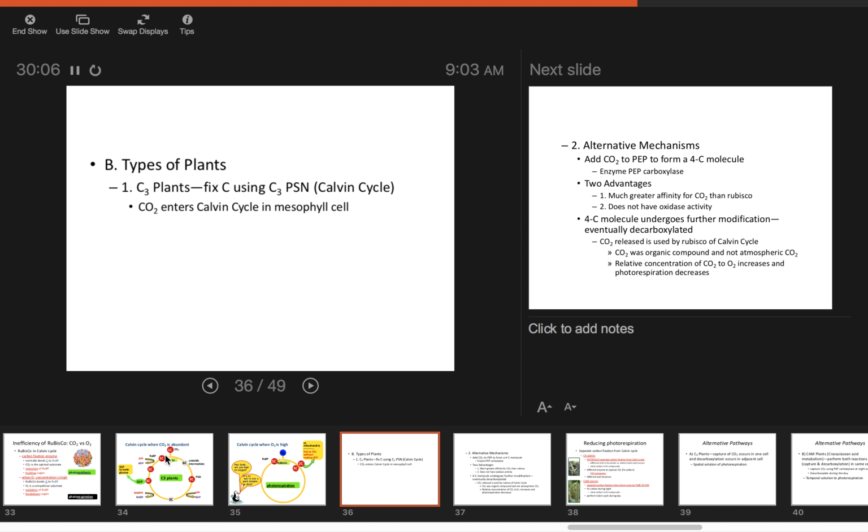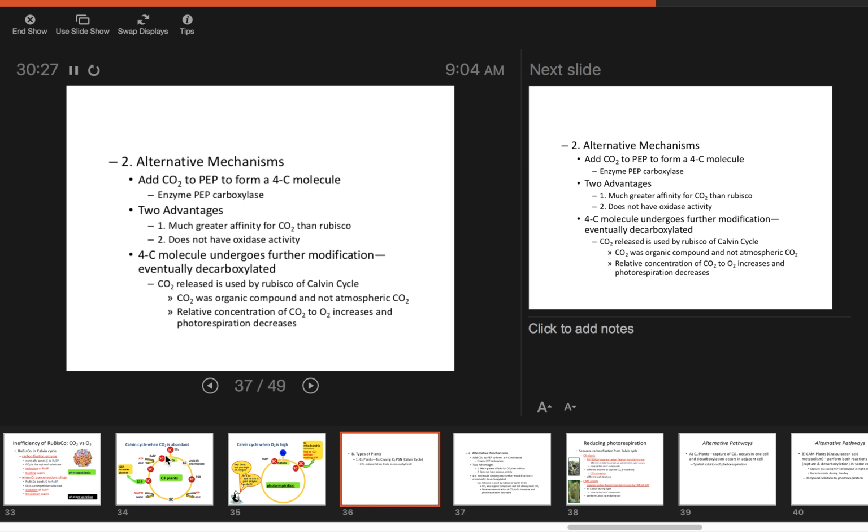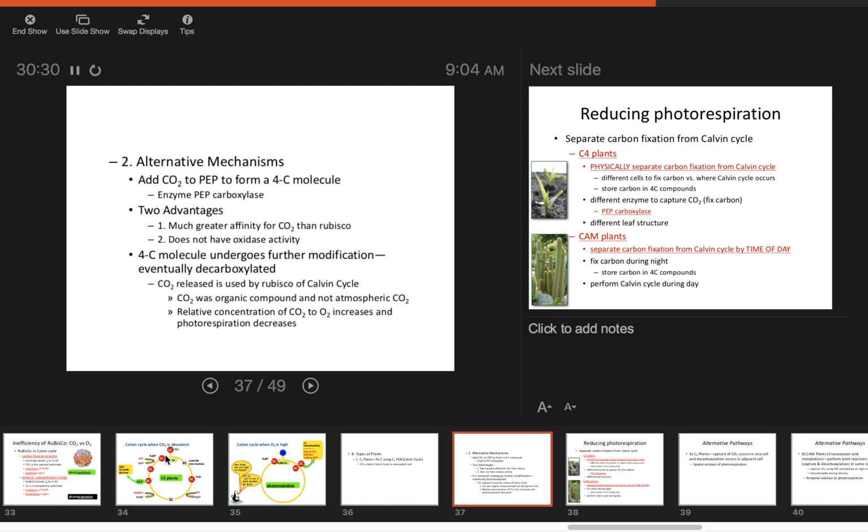Okay, so there are some ways to prevent or try to reduce photorespiration. One way is to be a C3 plant, which means you fix carbon using the Calvin cycle, right? CO2 enters the Calvin cycle in the mesophyll cell. But there are some alternative ways. Most plants are C3, but there are some plants out there that live in those hot, arid conditions where they can become different plants. We call them C4 plants or CAM plants. So alternative mechanisms to prevent photorespiration in a C3 plant.